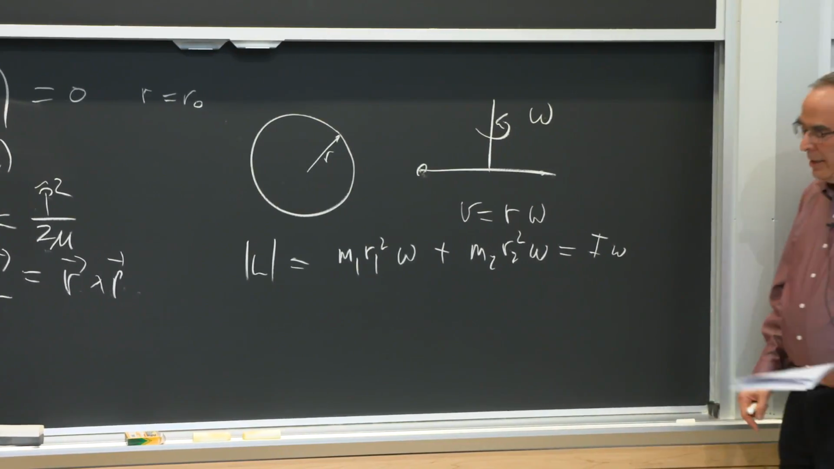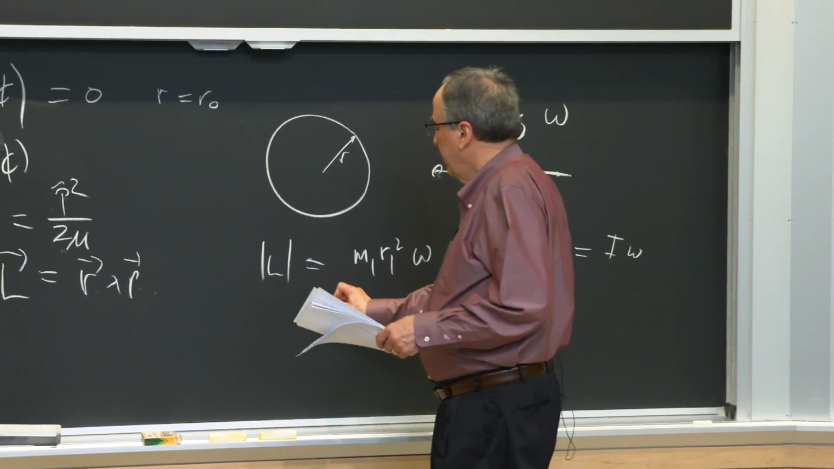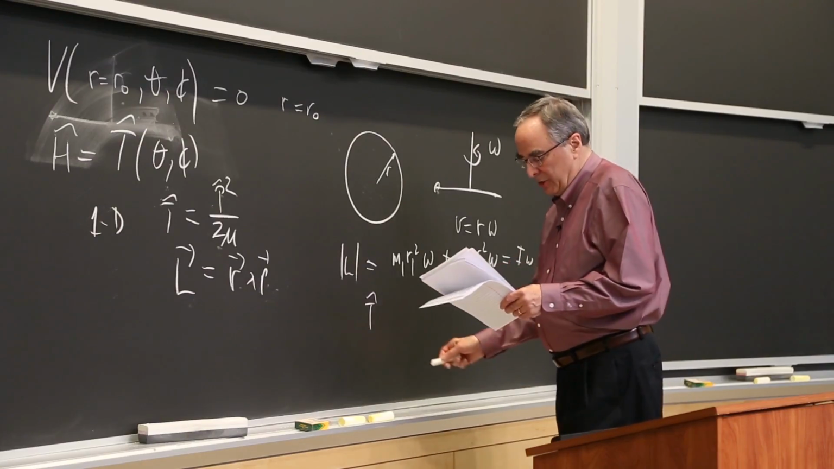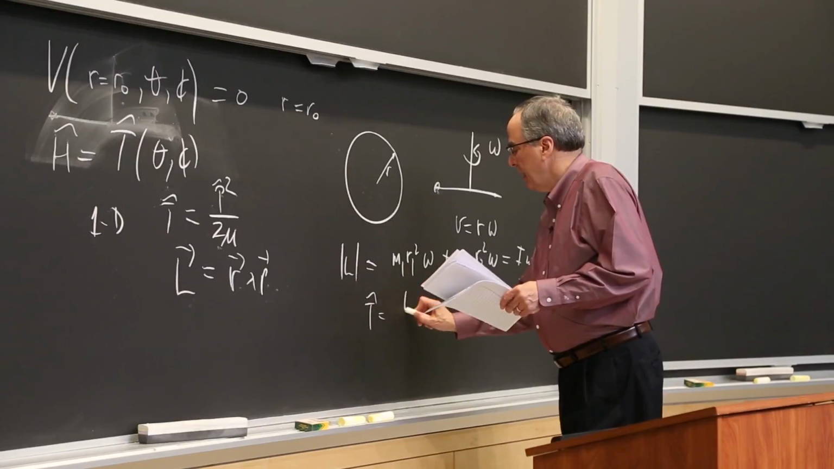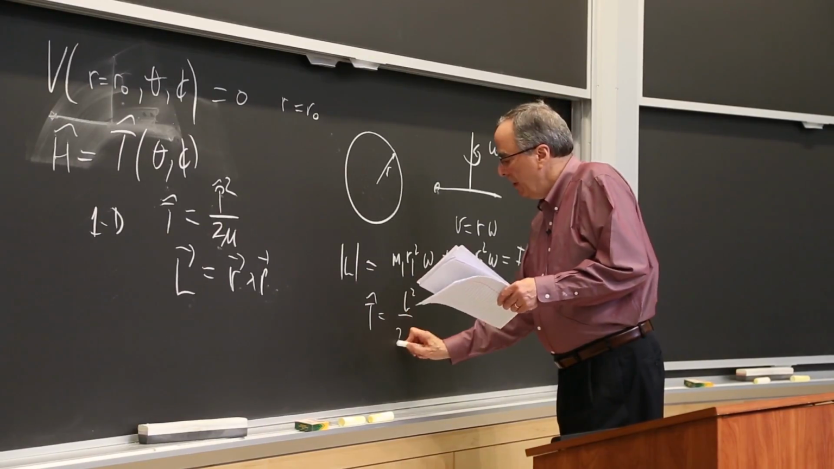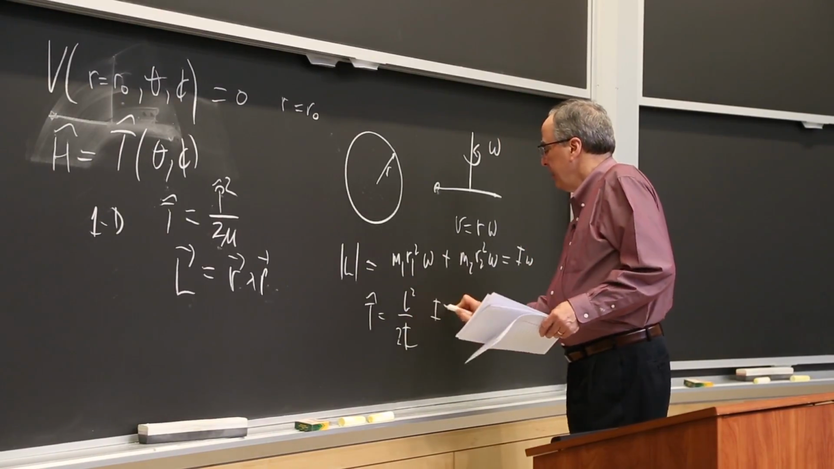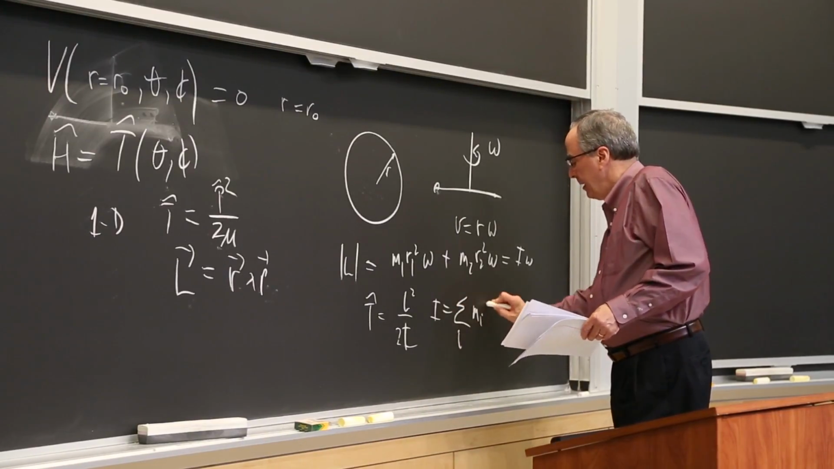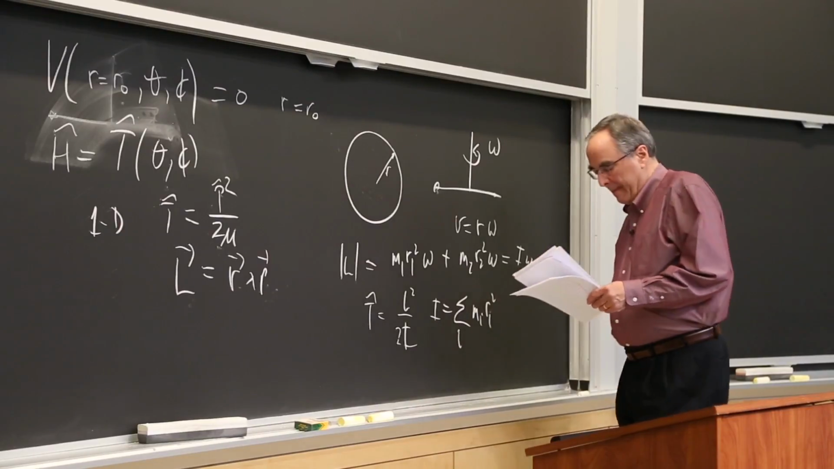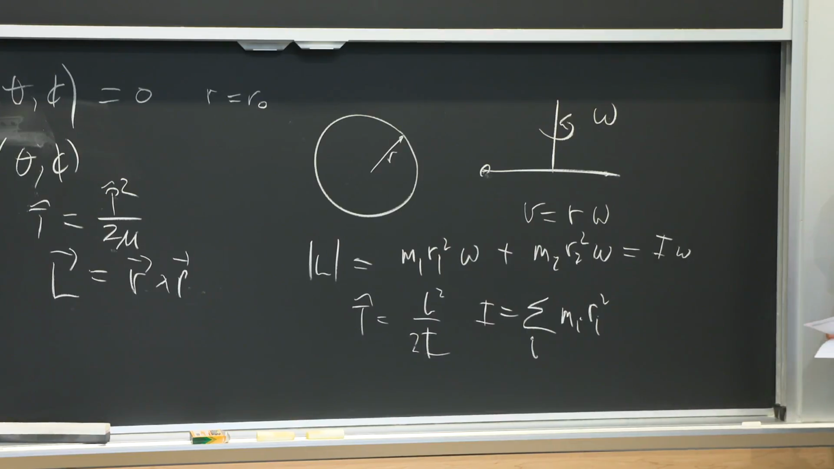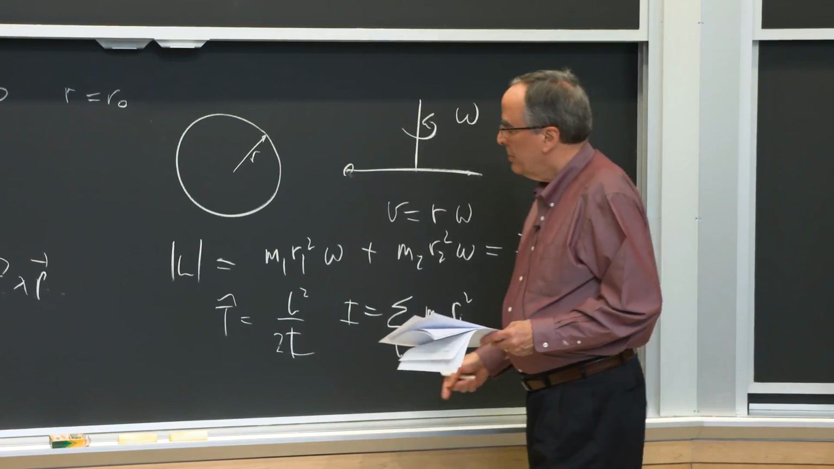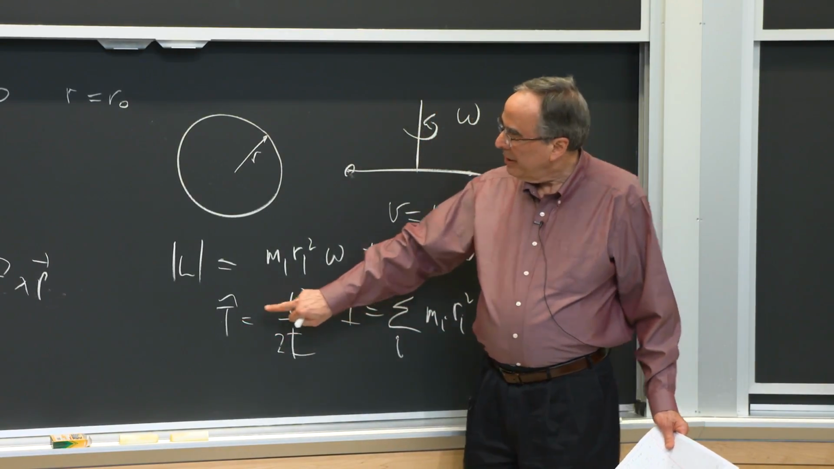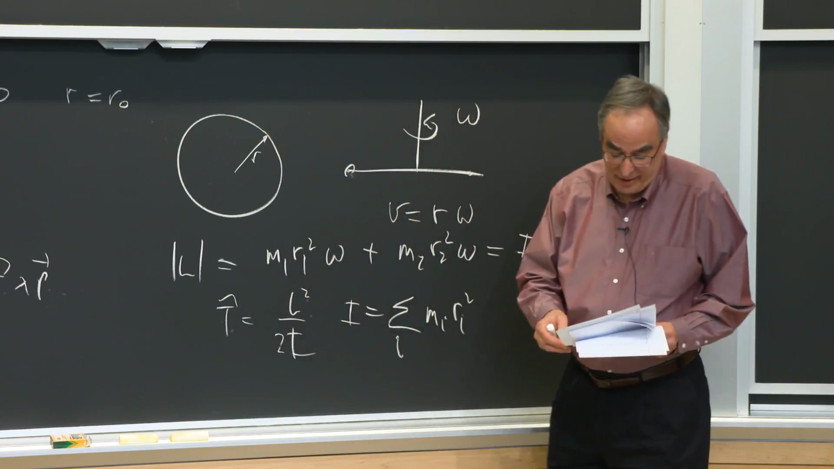Okay, and so we can write that the kinetic energy term just goes as L squared over 2I, where I is the sum of the individual masses, m sub i r i squared. So we have an angular momentum operator, which is the guts of the kinetic energy.